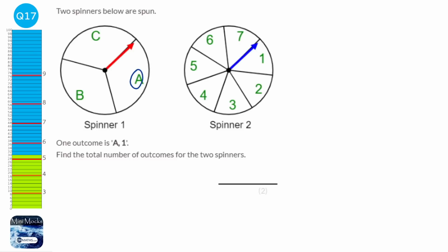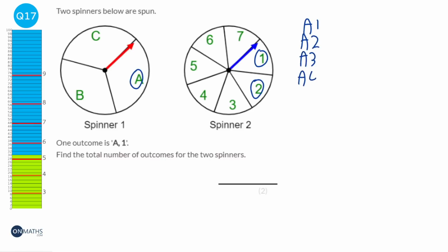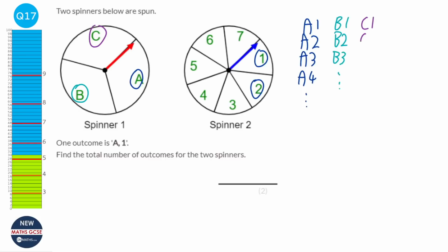So I'm going to pair up the a and the 1, which it suggests in the question. Then I'm going to work out the a and the 2 as a different combination, a3, a4, etc. Then I'm going to look at the b and do the same thing, b1, b2, b3, etc. Then I'm going to work out the c, so all the combinations with c.